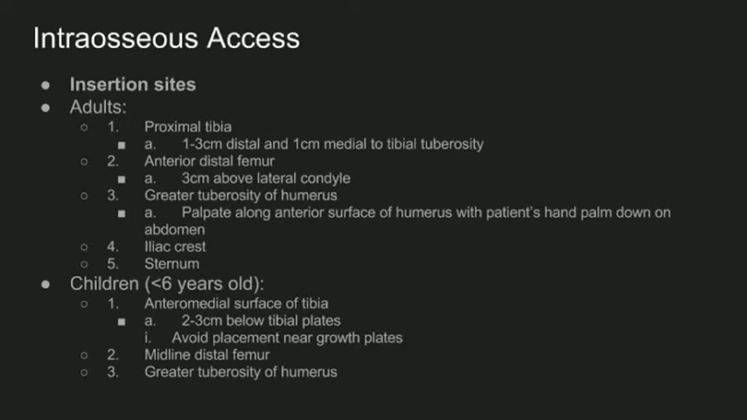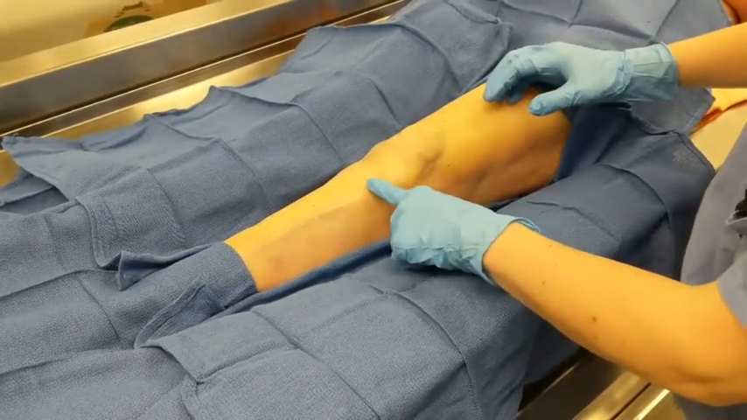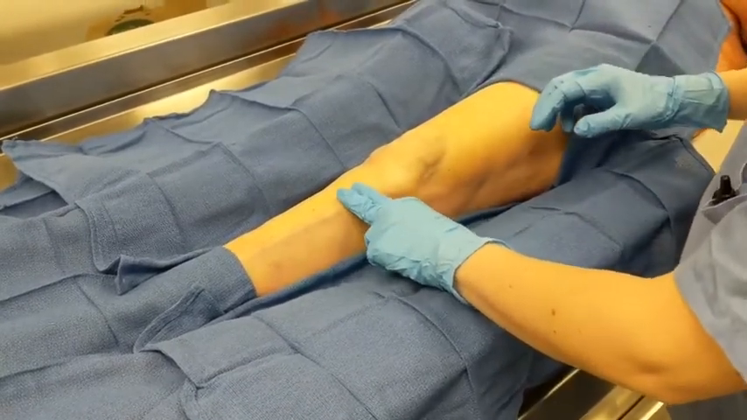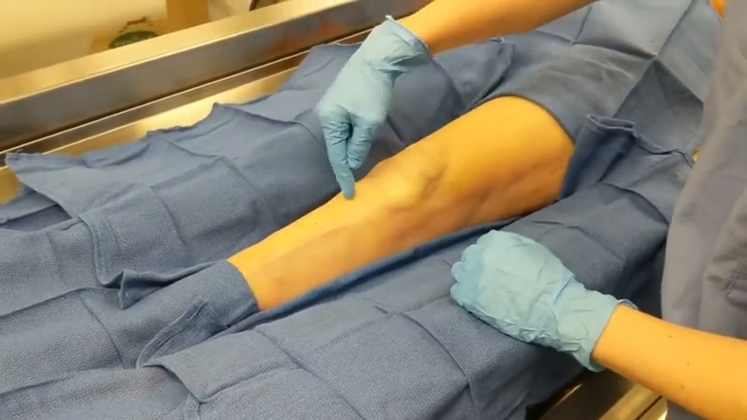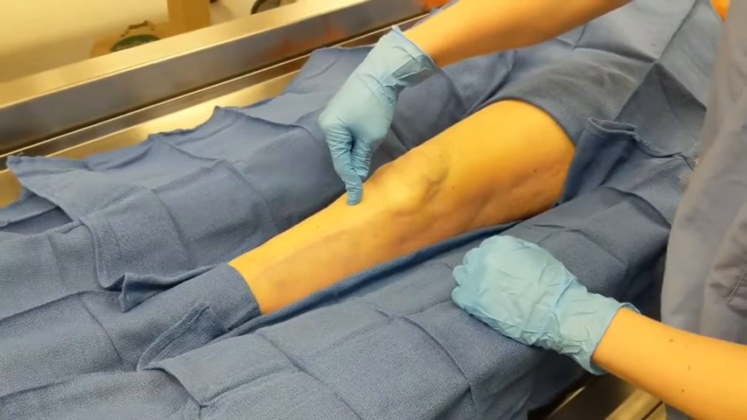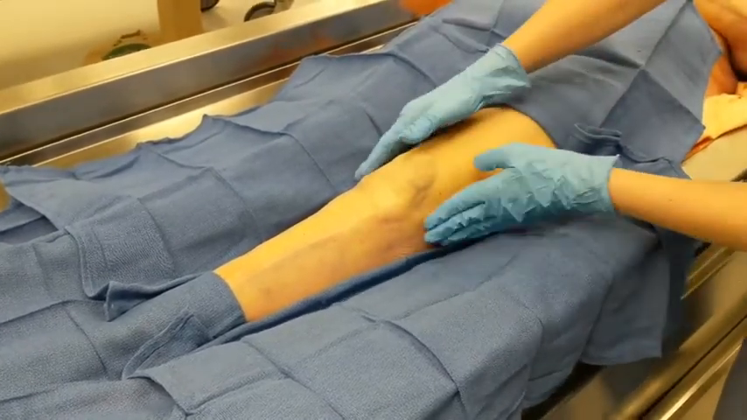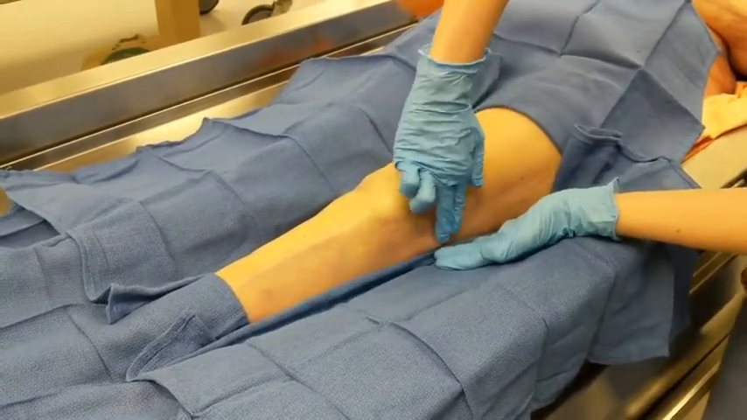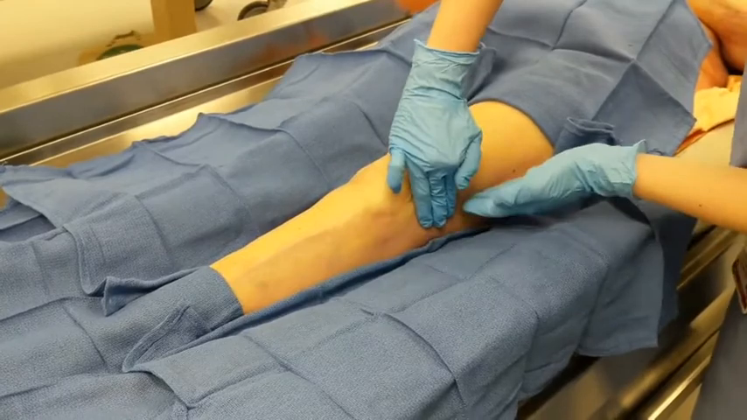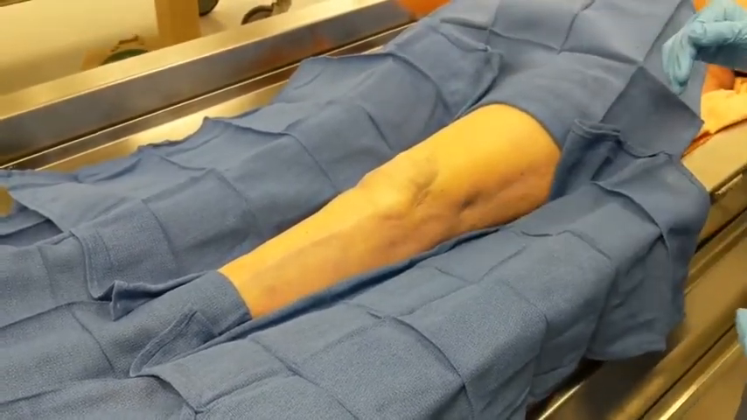We will now discuss relevant landmarks for placement of an intraosseous line. For placement in the tibia, first the patella should be palpated and then the tibial tuberosity, then 1 to 3 centimeters inferiorly, and 1 centimeter medially to insertion, placed at a 90-degree angle. For femoral placement, the lateral condyle of the femur should be palpated, and then 3 centimeters proximally at a 90-degree angle placed into the femur.